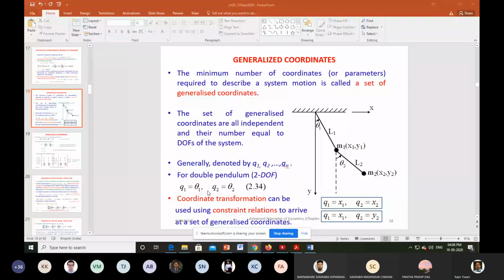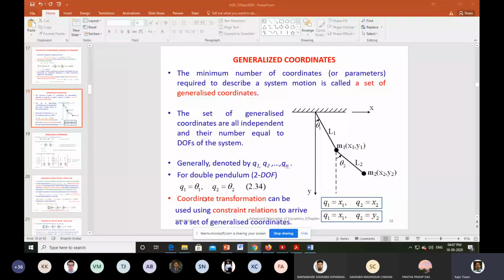Because these coordinates theta 1, theta 2, x1, y1, x2, and y2 are geometrically related, you can relate theta 1 with x1 or theta 1 with y1. Similarly for x2 and y2. So once we have the relationship between them, we can use some kind of coordinate transformation, which we'll also study in the next chapter.